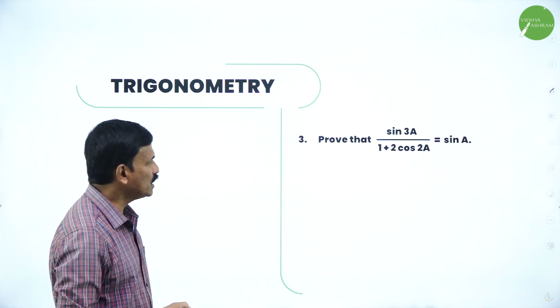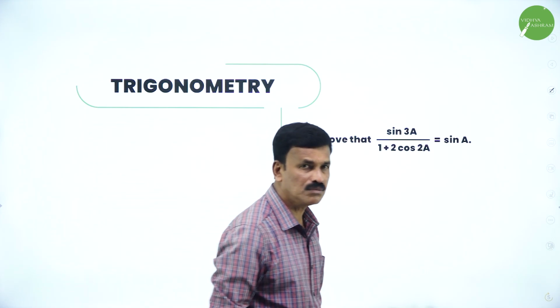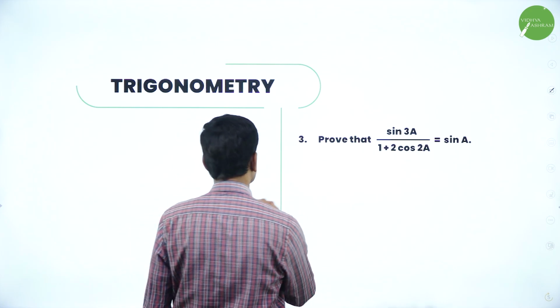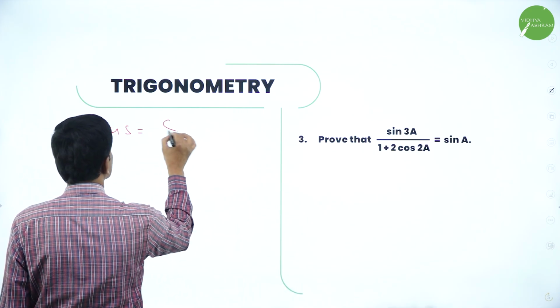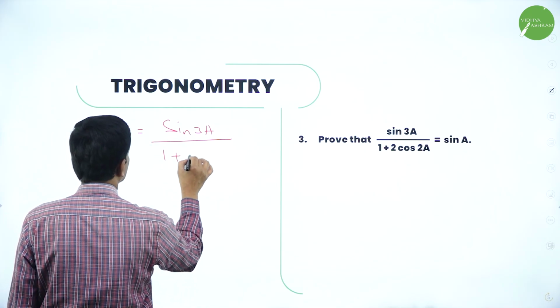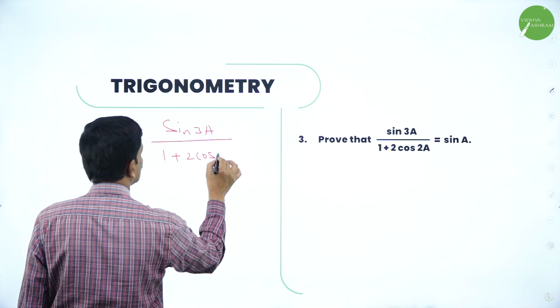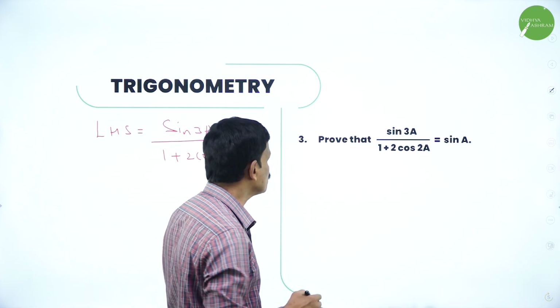Prove that sin 3A divided by 1 plus 2 cos 2A is equal to sin A. This is also important for 3 marks. Now, very simple. Let us take LHS. LHS is sin 3A divided by 1 plus 2 cos 2A. Now, what is the answer we want to get? Sin A. All terms should be in terms of sin.